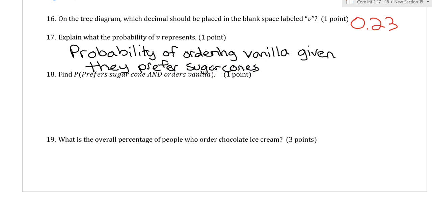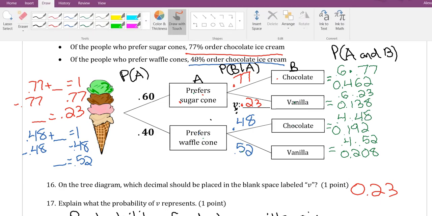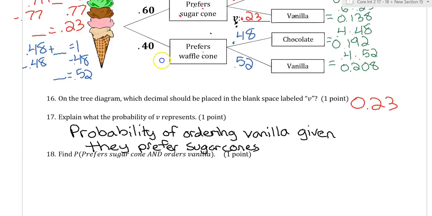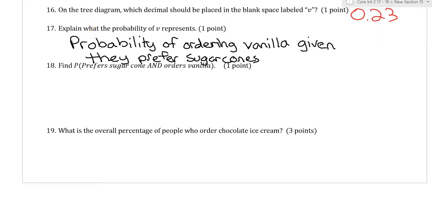18. Find the probability that they prefer sugar cones and order vanilla. Well, again, I'm just going to look at my and probability section. Sugar cones and vanilla is this number right here, 0.138. Or, right, I can move that decimal, and it's 13.8%.